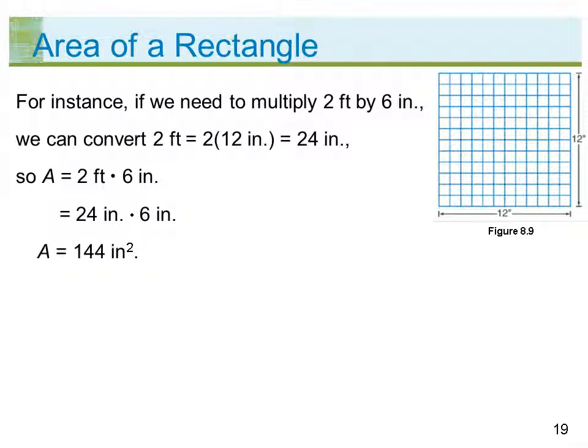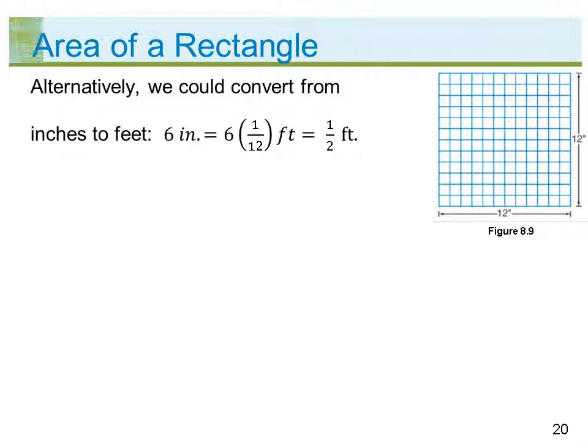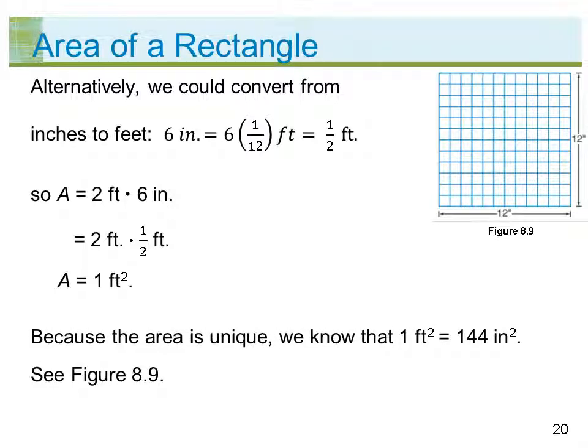Area equals 144 inches squared. Alternatively, we could convert from inches to feet. 6 inches equals 6 times 1/12 of a foot, which equals 1/2 foot. So area equals 2 feet times 6 inches, which equals 2 feet times 1/2 foot. Area equals 1 foot squared. Because the area is unique, we know that 1 foot squared equals 144 inches squared.